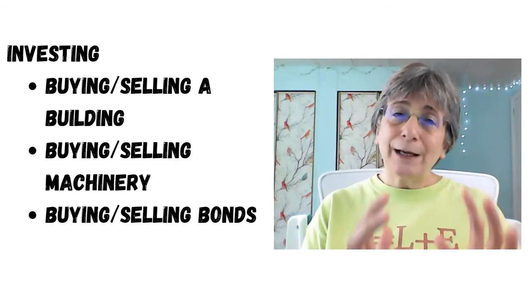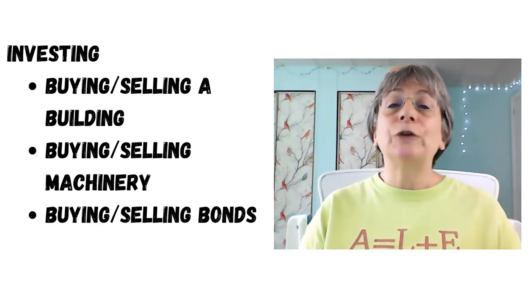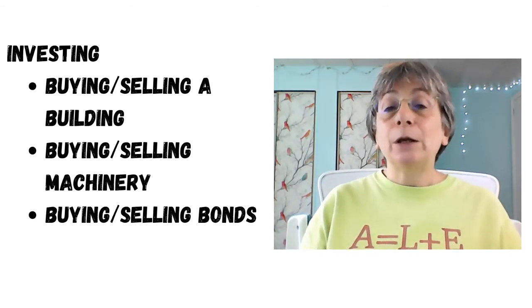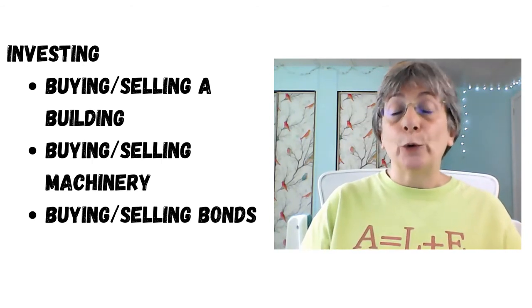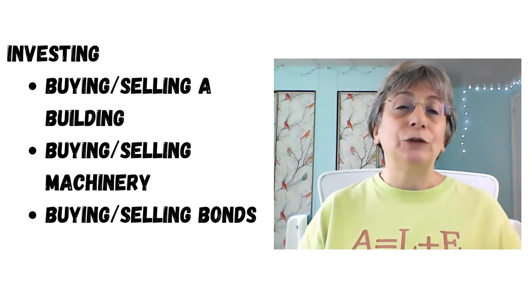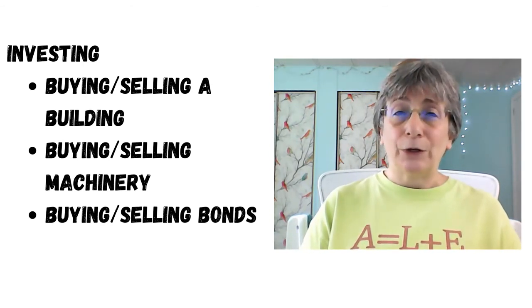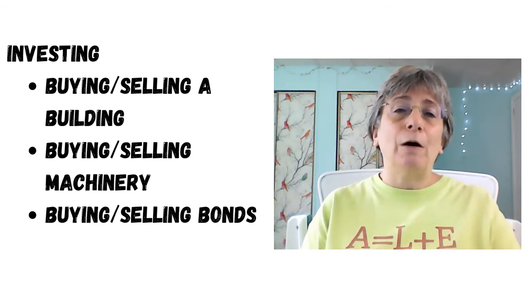So those are some examples of sources and uses of operating cash. Under the investing category of cash flows, we would have things like buying or selling a building. So you need to buy a new factory, for example. Buying or selling a piece of machinery. So you have a new piece of machinery and you're no longer going to use the old piece, so you're going to sell it. You could also be buying or selling bonds in the business. So those are all examples of investing sources and uses of cash.